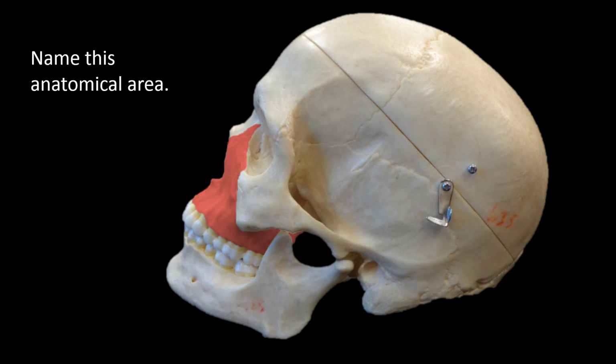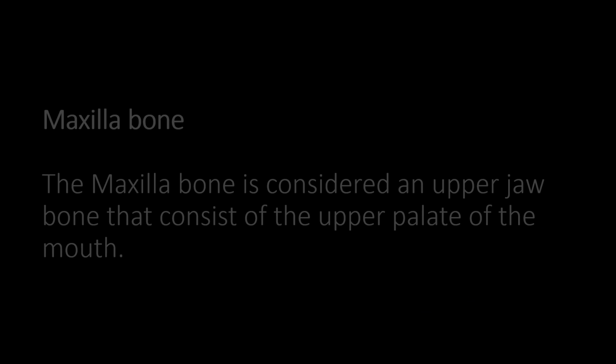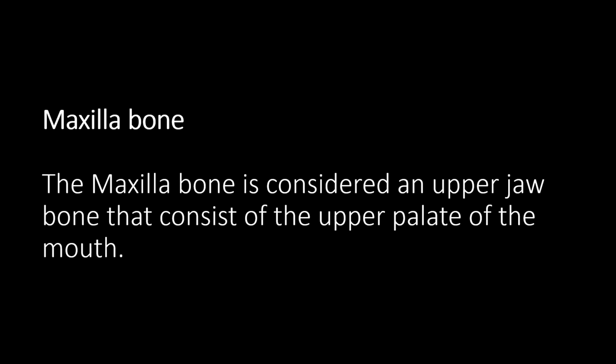Name this anatomical area. Maxilla bone. The maxilla bone is considered an upper jaw bone that consists of the upper palate of the mouth.